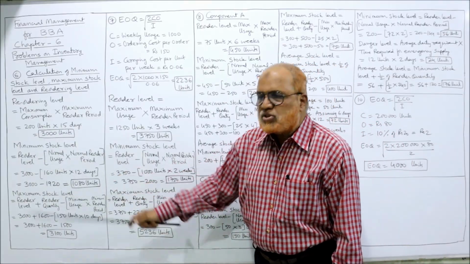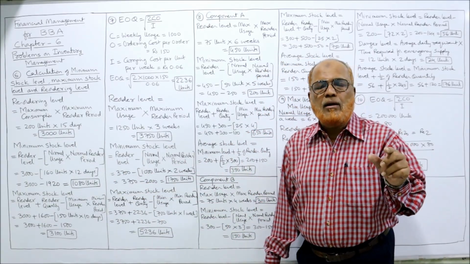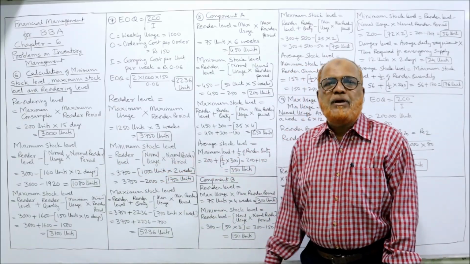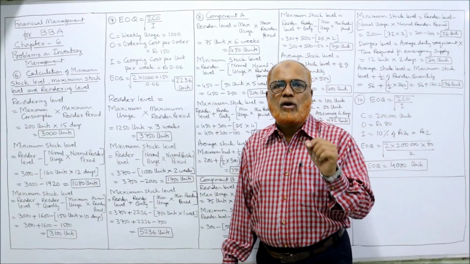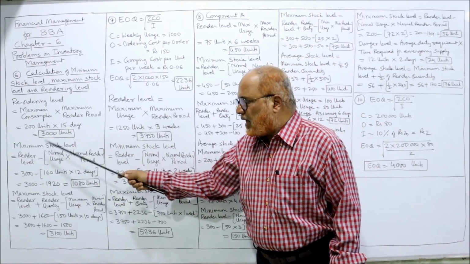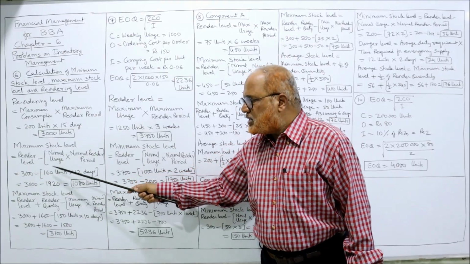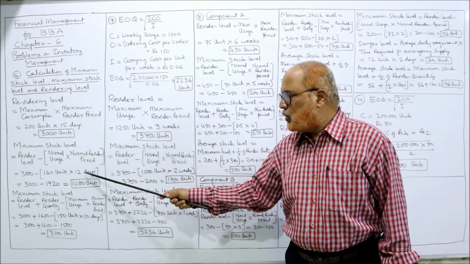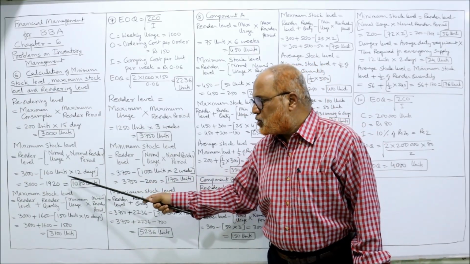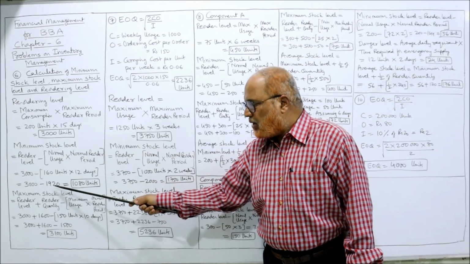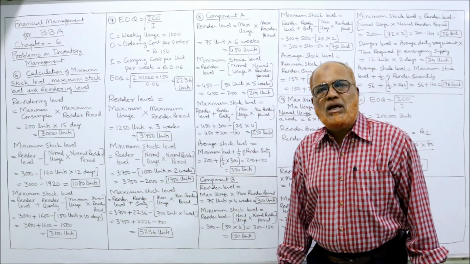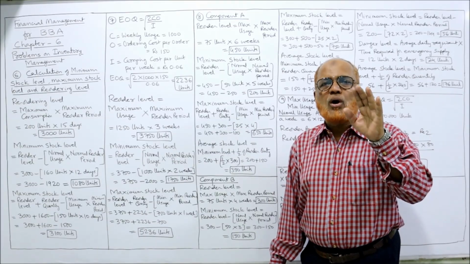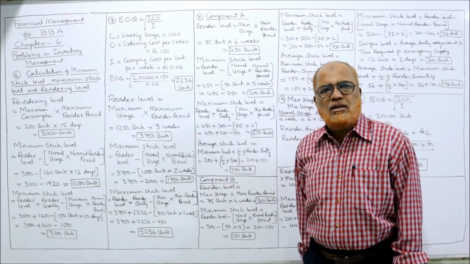Now the minimum stock level. The formula for minimum stock level is reorder level minus normal usage into normal reorder period. Remember the formula. Reorder level we have already calculated as 3000. Normal usage given in the problem is 160 units, and normal reorder period is 12 days. So 160 into 12 is 1920. 3000 minus 1920, 1080 is the minimum stock level. The inventory should not fall below these 1080 units.